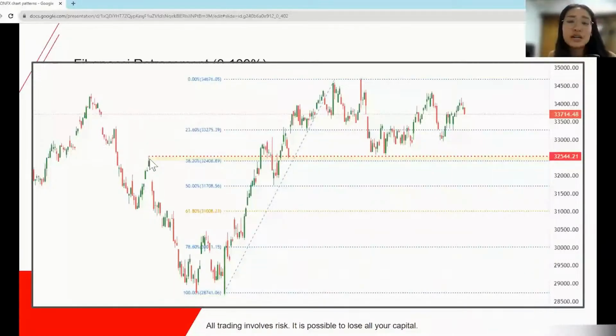So this is what we call an overlap support. So an overlap support is basically when a swing high lines up with a swing low, and it's important because we can see that price, the bulls as well as the bears, both respect this area. So that's why it's important, and that's why I've highlighted it here.